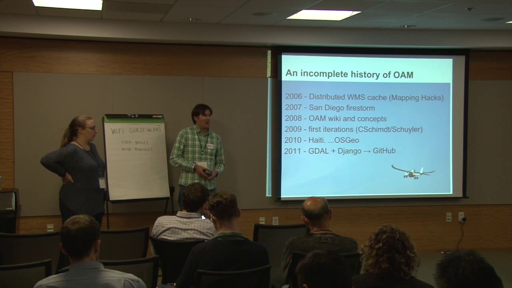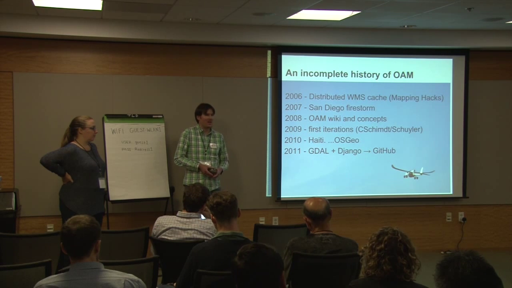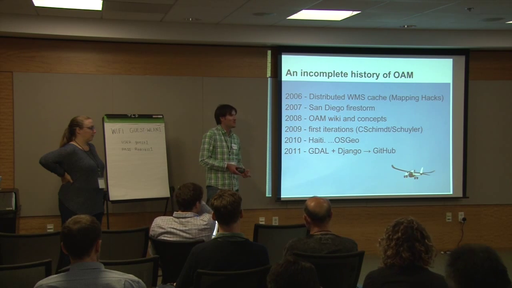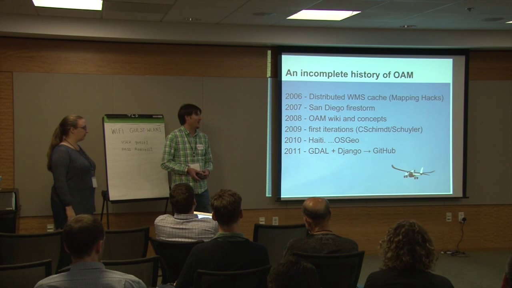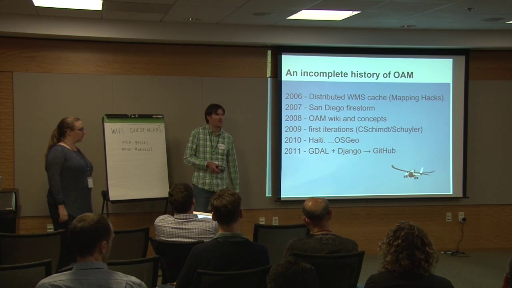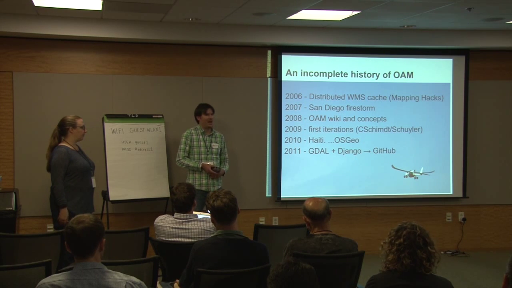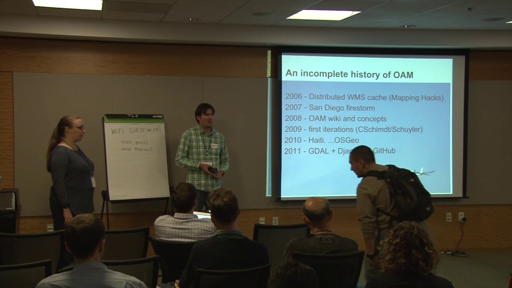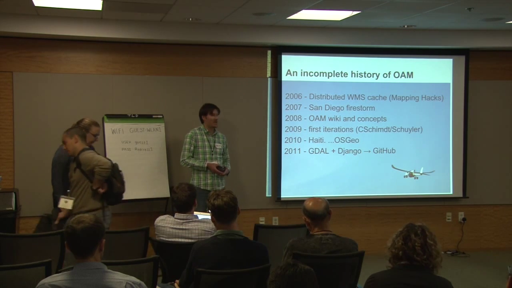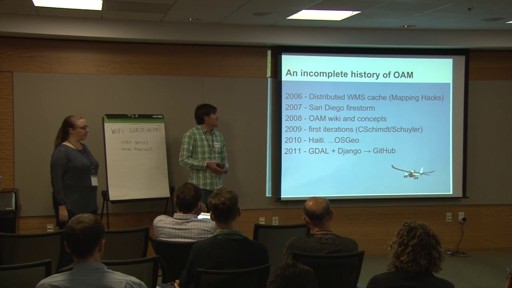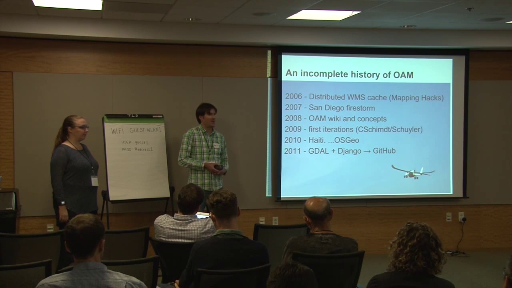In 2008, we came up with the name or the idea, OpenAerialMap. Sounds like OpenStreetMap, but for aerial imagery, satellite imagery. And so that's when we put together a wiki, started drafting some concepts, and from there we suddenly realized that it was a cool idea, but we didn't really have the resources to do it. Aerial imagery, satellite imagery is much more expensive to store and to transfer than vector data or OpenStreetMap data. And so it didn't really start.